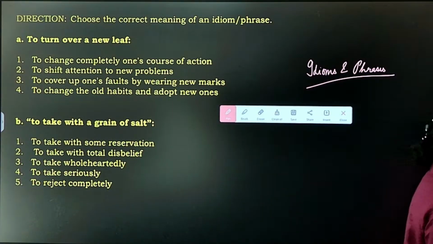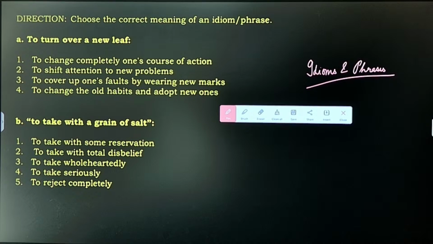I hope that you're solving this idioms question. Okay, so 1 is 4. And what about B? Okay, let's discuss this.